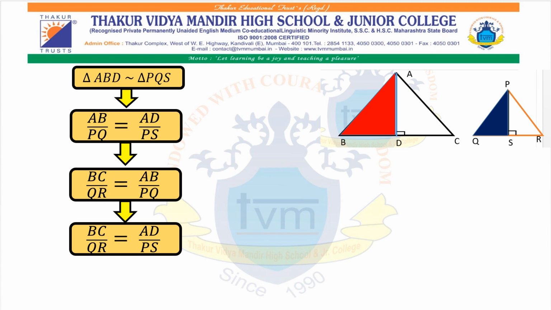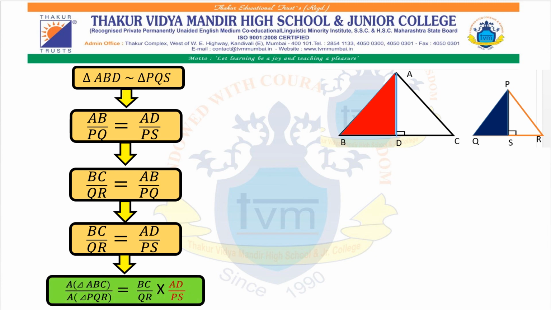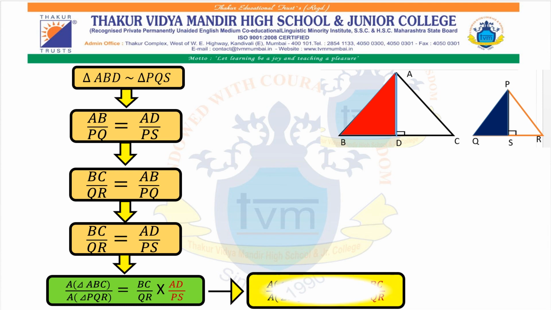If this is proved, we know the ratio of areas of any two triangles is equals to the ratio of product of their corresponding bases and heights. So I'll get ratio of areas of these two triangles equals to BC upon QR into AD upon PS. Now we have already proved AD upon PS equals to BC upon QR. We'll change AD upon PS by BC upon QR.